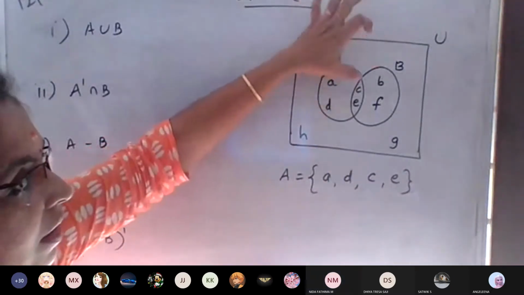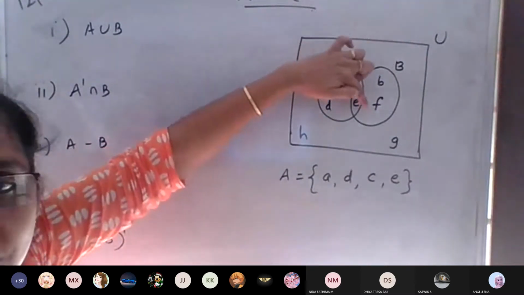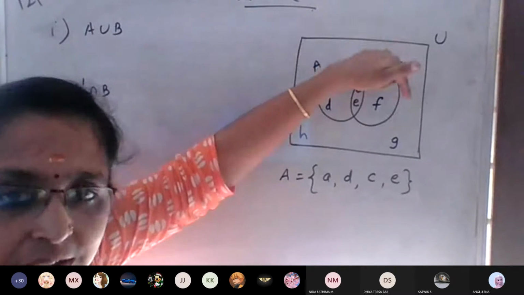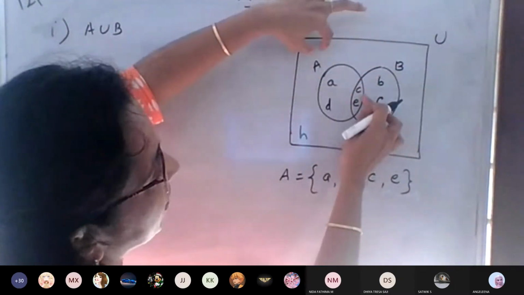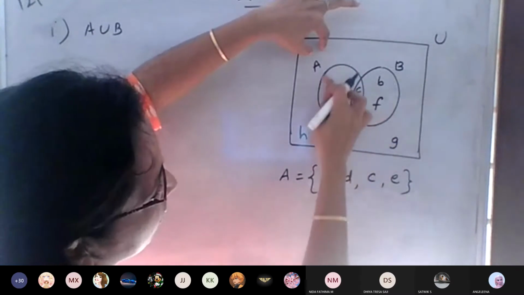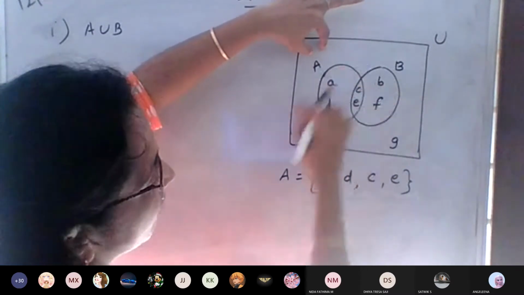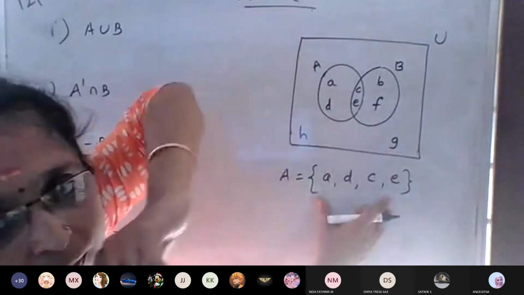A, D, C, E. Why? Because C, E is common in A and B. A and B common elements are C and E. That is why they wrote the intersection part like this. They usually do it this way. A, D, C, E. Any doubt in this?